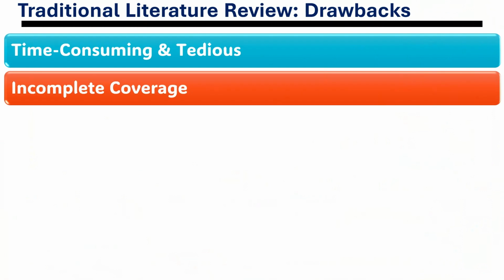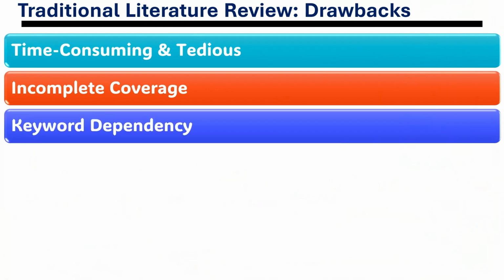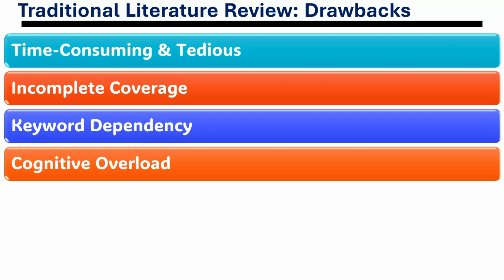The second important drawback was incomplete coverage. Due to human limitations, researchers often miss important studies, especially those outside the immediate area or in less visible journals. Then keyword dependency: traditional database searches are strictly based on keywords, causing relevant studies to be overlooked if different terminology was used.